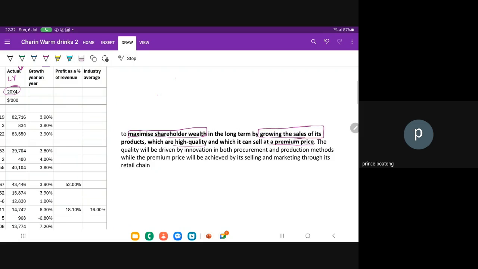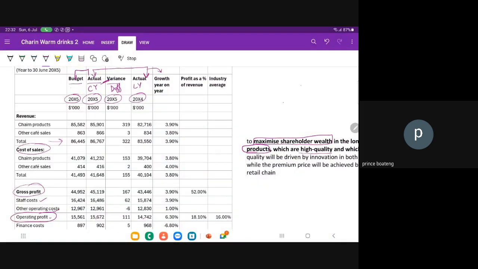First of all, we need to identify whether sales growth is given in the question or not. Okay. Can you see sales growth in the question? Can you identify whether sales growth is given in the question or not? Yeah, it's there.